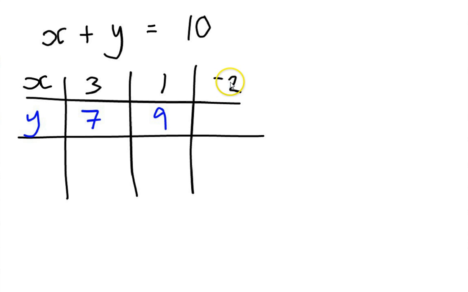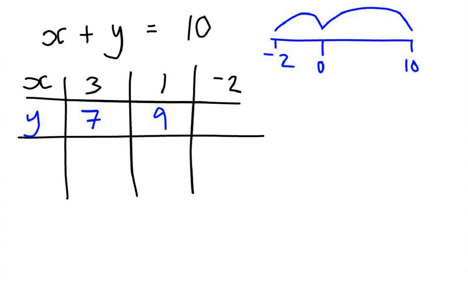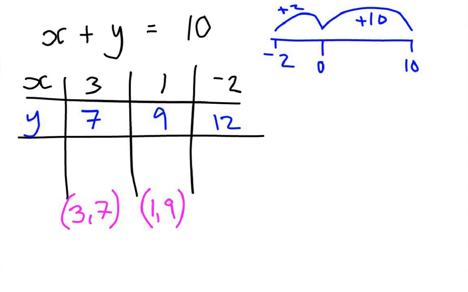Be careful with our negatives here again. What do we need to add to negative 2 to get to 10? If you think about your number line, here's 0, here's negative 2, all the way up here is 10. We actually need to add 2 here and 10 here. That's giving me a total of 12, so we need to add 12 there. So because we've got our x and we've got our y, we've now got the coordinates. Our first coordinate is going to be 3, 7. Our next coordinate is going to be 1, 9. And our final coordinate is going to be negative 2, 12.